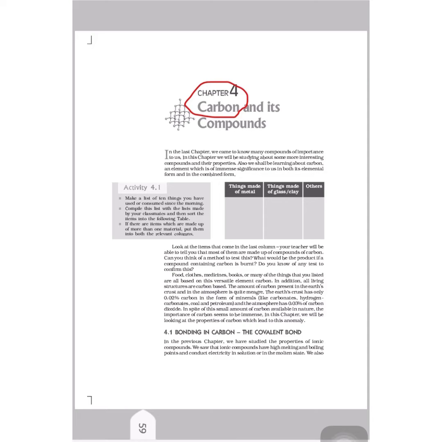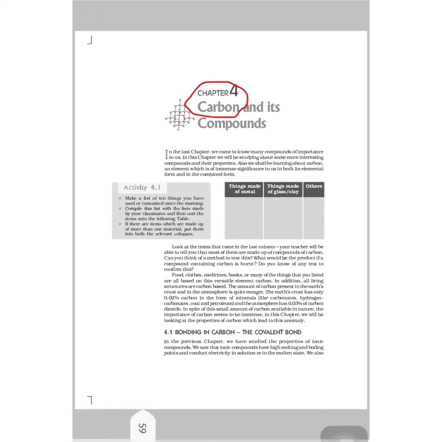So in this chapter what we will be studying is what is carbon, what are its properties, what is its abundance, what is the importance of its compounds, how carbon they form bonds, why we are studying carbon, what's so special about it, what are hydrocarbons, what are organic compounds, and many more new terms you'll be studying in this chapter. So now let us start with a very simple question.